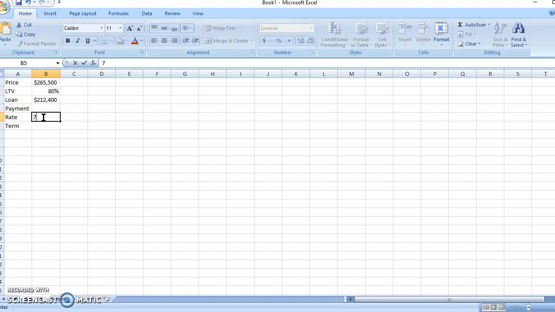The rate is 7%, and the term is going to be 30 years. So to figure out the payment, it will be equal to payment, and it's the rate divided by 12. So we're going to do B5 divided by 12, and then we want to include the term and multiply it by 12. And then we also want to make sure that we include the loan. So, awesome.